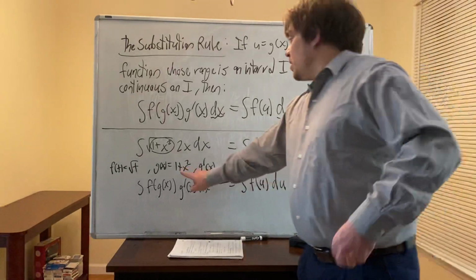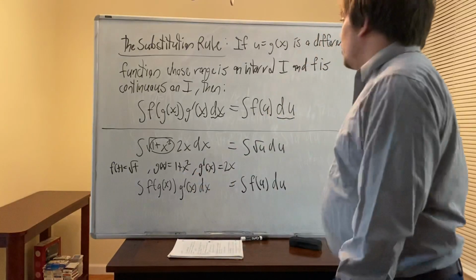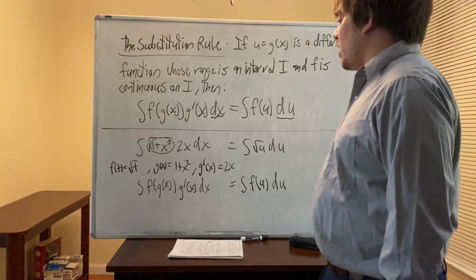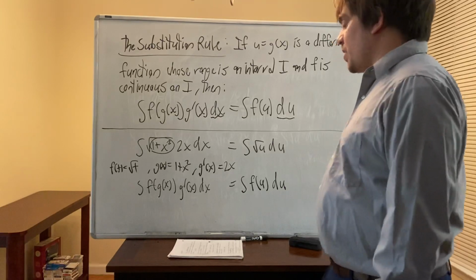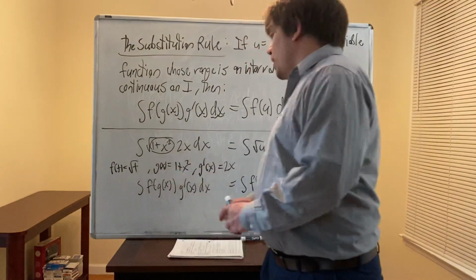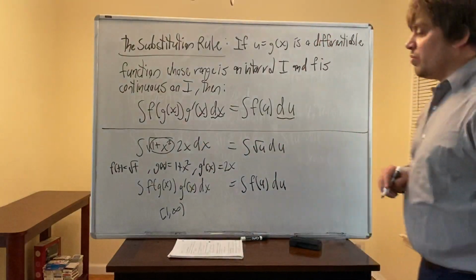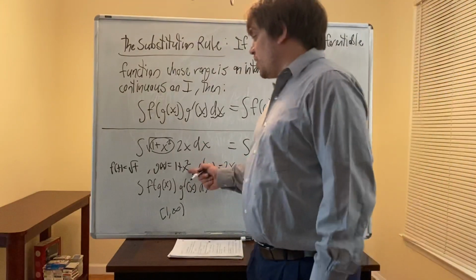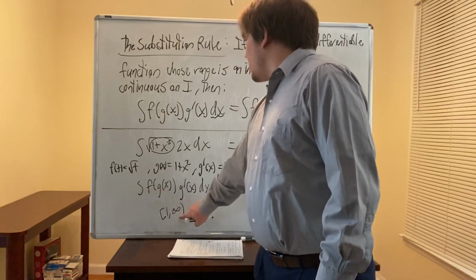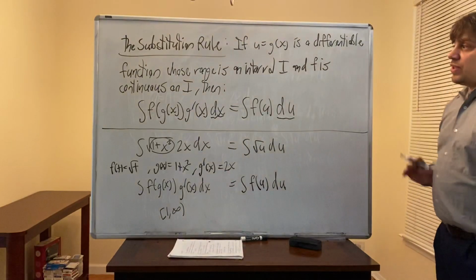g of x is a differentiable function whose range is an interval I, and f is continuous on I. The range of g is the interval of all real numbers greater than or equal to 1. Those are the set of all values of g. And f, which is the square root of t, is continuous on the interval from 1 to infinity.